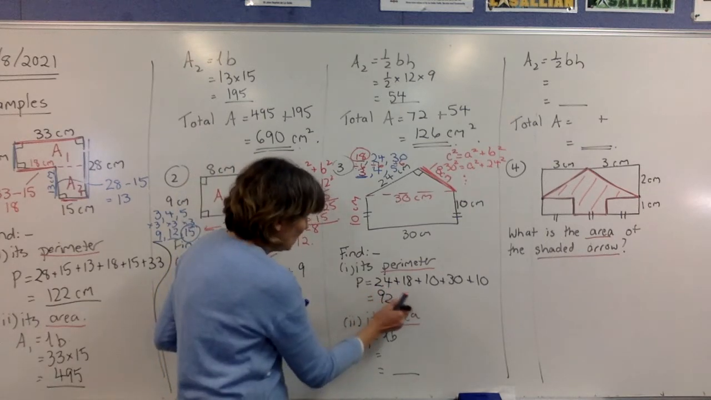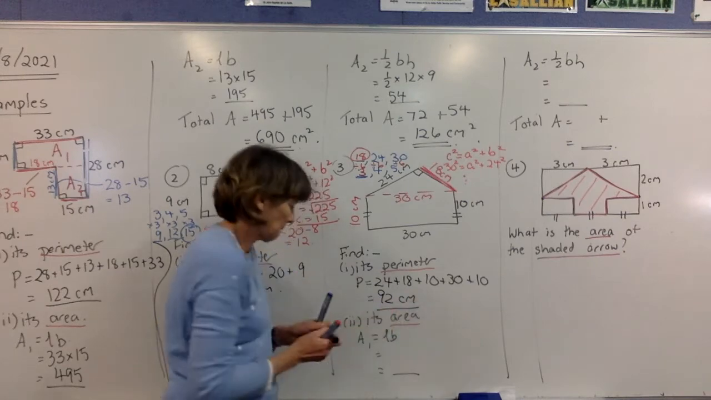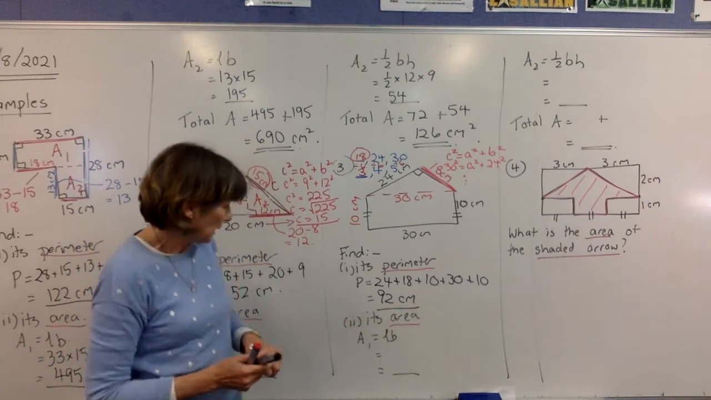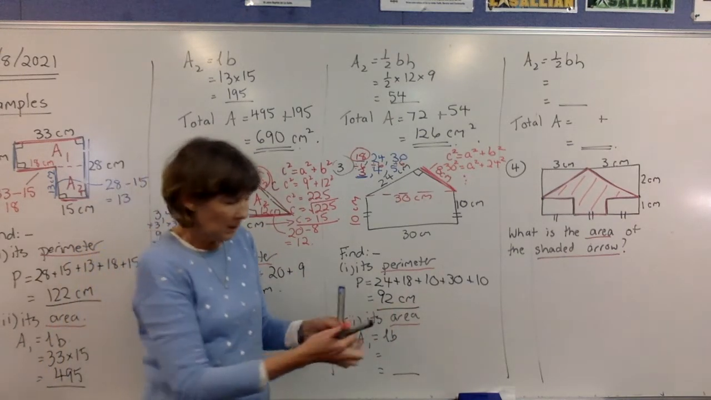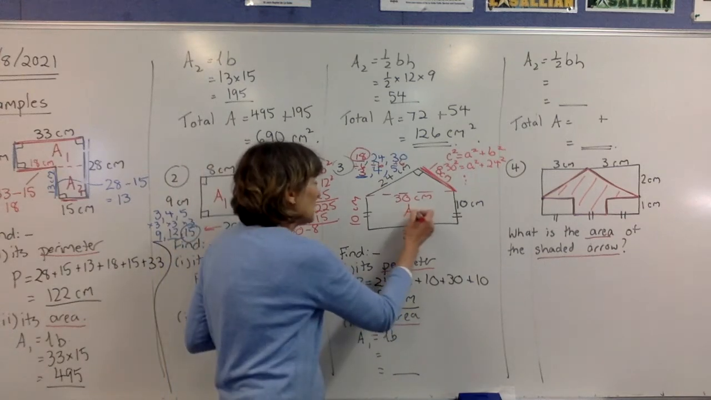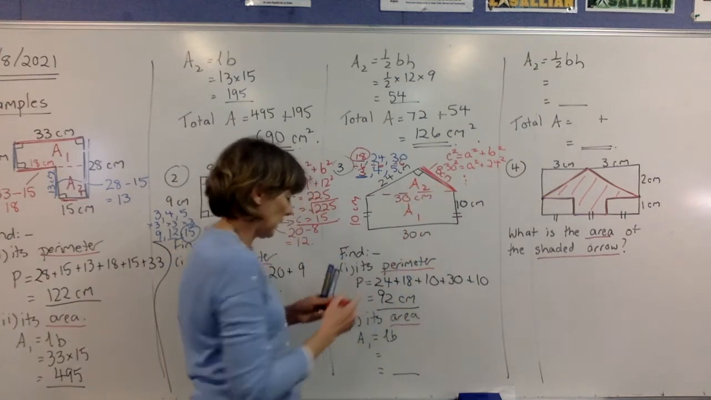And it should be 92 centimetres. I'm sure you'll let me know if I've made a mistake. All right, now we're doing area. So we're going to do our area 1 being our rectangle, and area 2 will be our triangle.